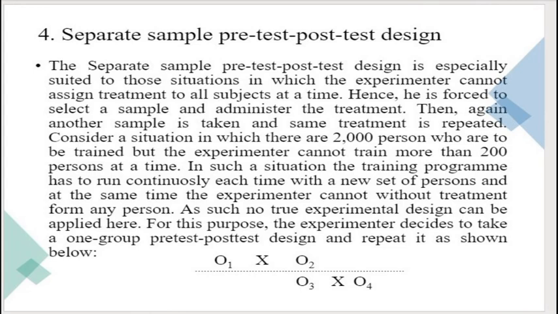Despite this, the separate sample pretest-posttest design fails to control three factors of internal validity, such as the testing effect, maturation, and interaction of selection and maturation.